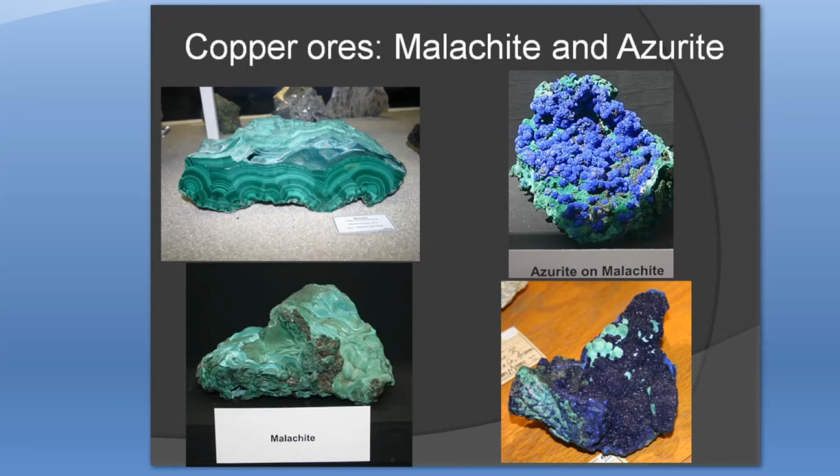This is what happens when you take air and water and have it act over a long period of time on things like the chalcopyrite I just showed you. You eventually produce things like this, which is the green is malachite and the blue is azurite.